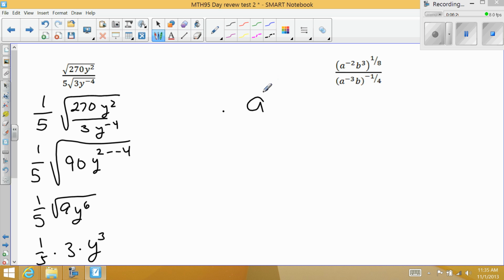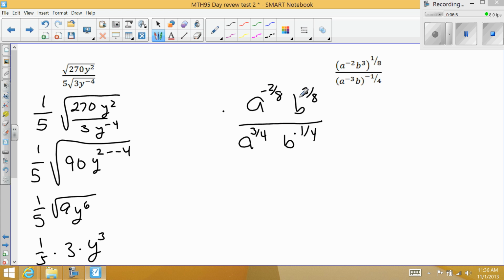Negative 2 times 1/8 would be negative 2/8, which of course would reduce down to negative 1/4. And b cubed to the 1/8, I can multiply those. 3 times 1/8 is 3/8. In the denominator, negative 3 times negative 1/4 would be a to the positive 3/4, and b to the negative 1/4.